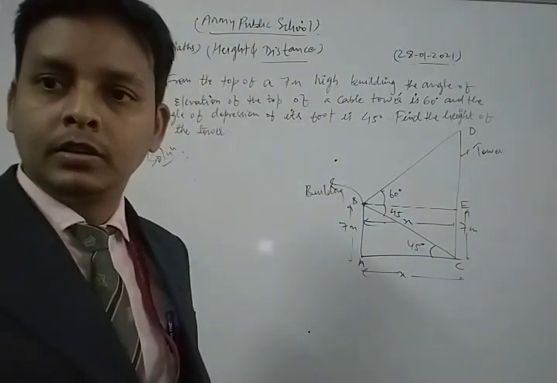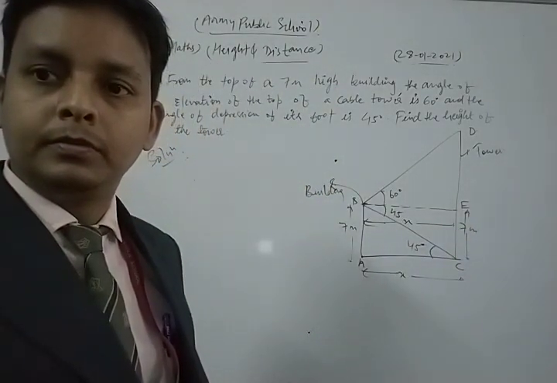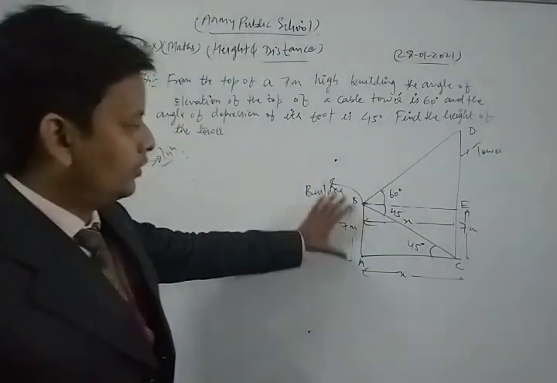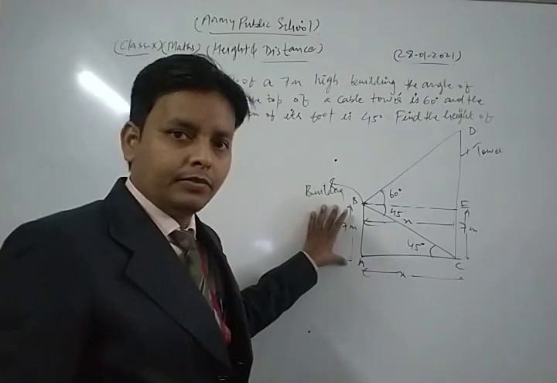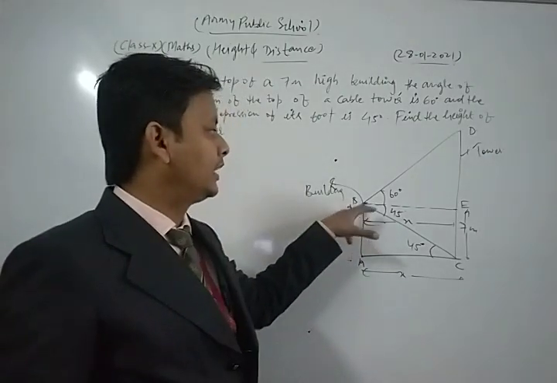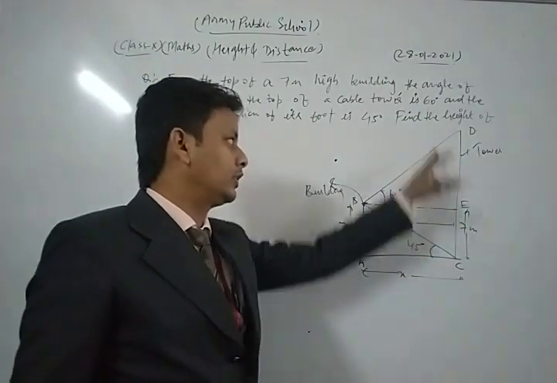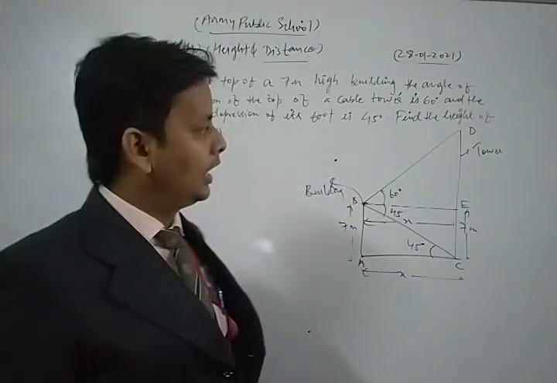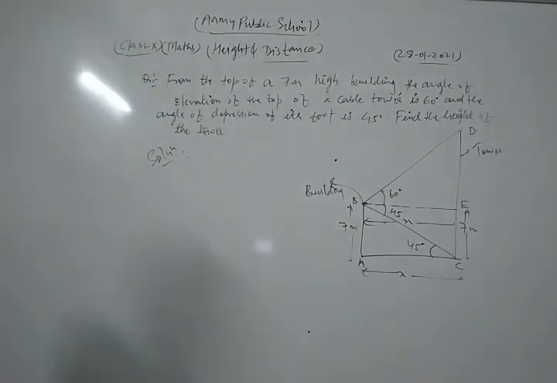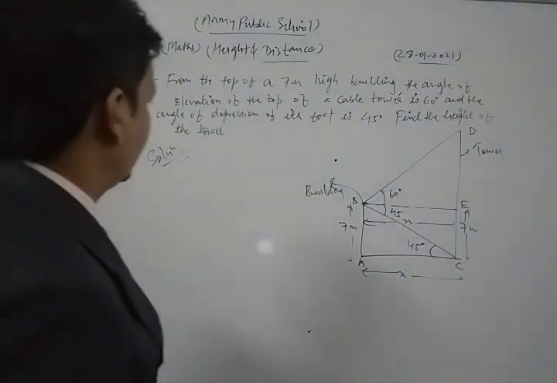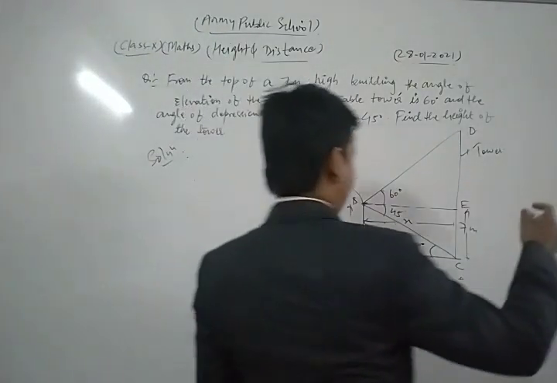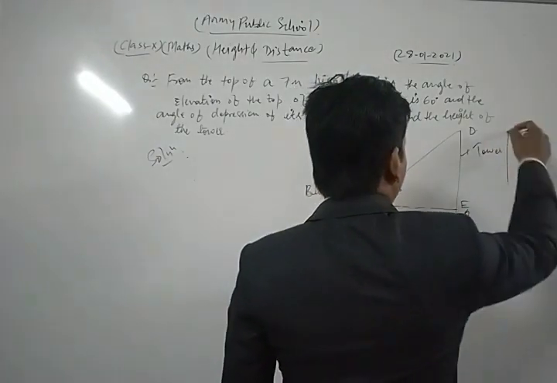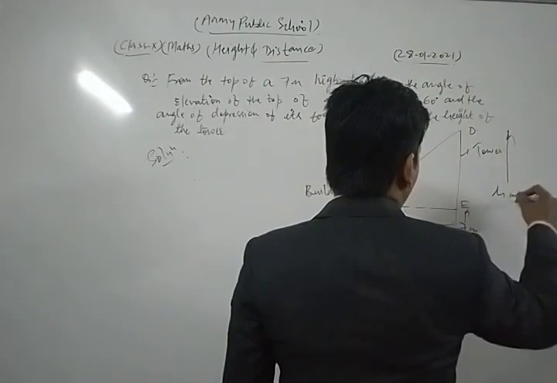Okay, dear students. So now let's see its solution. What is the process? First of all, we draw a building which is 7 meters high. From the top of the building, the angle of elevation and the angle of depression of the top and the foot of the tower are 60 and 45 degrees respectively. We find the height of the tower. Let us take the height of the tower to be h meters.